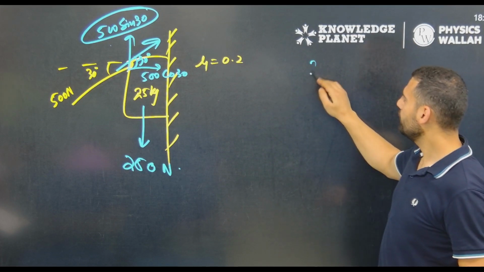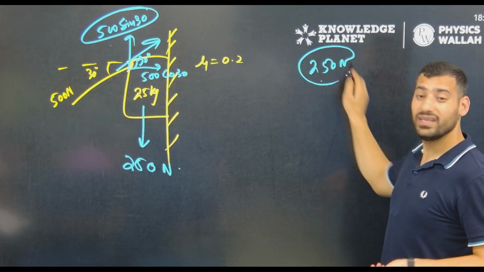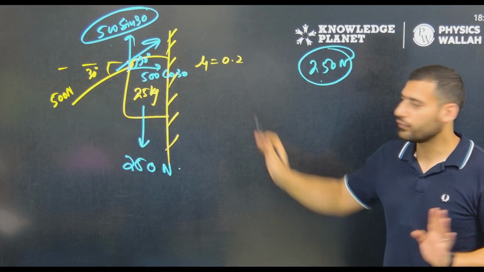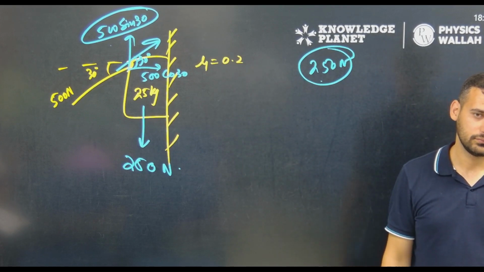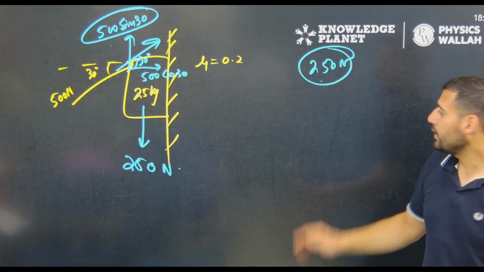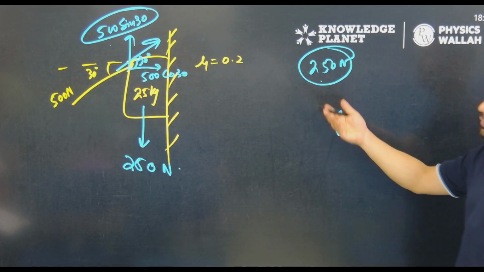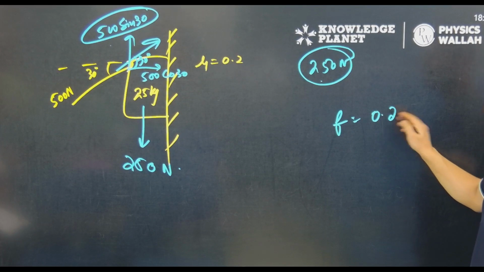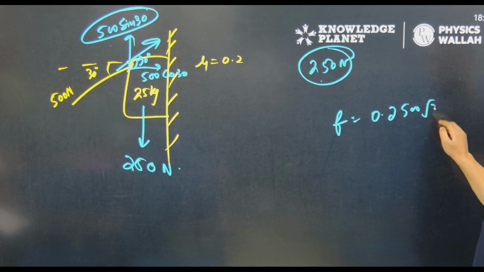This is also 250. Do we need friction? We do not. Therefore, the body is at rest. Friction is not utilized. Understand? Don't say, sir, force of friction is equal to mu times normal reaction, which is 0.2 times normal reaction. In this case, it is 500 root 3 by 2.